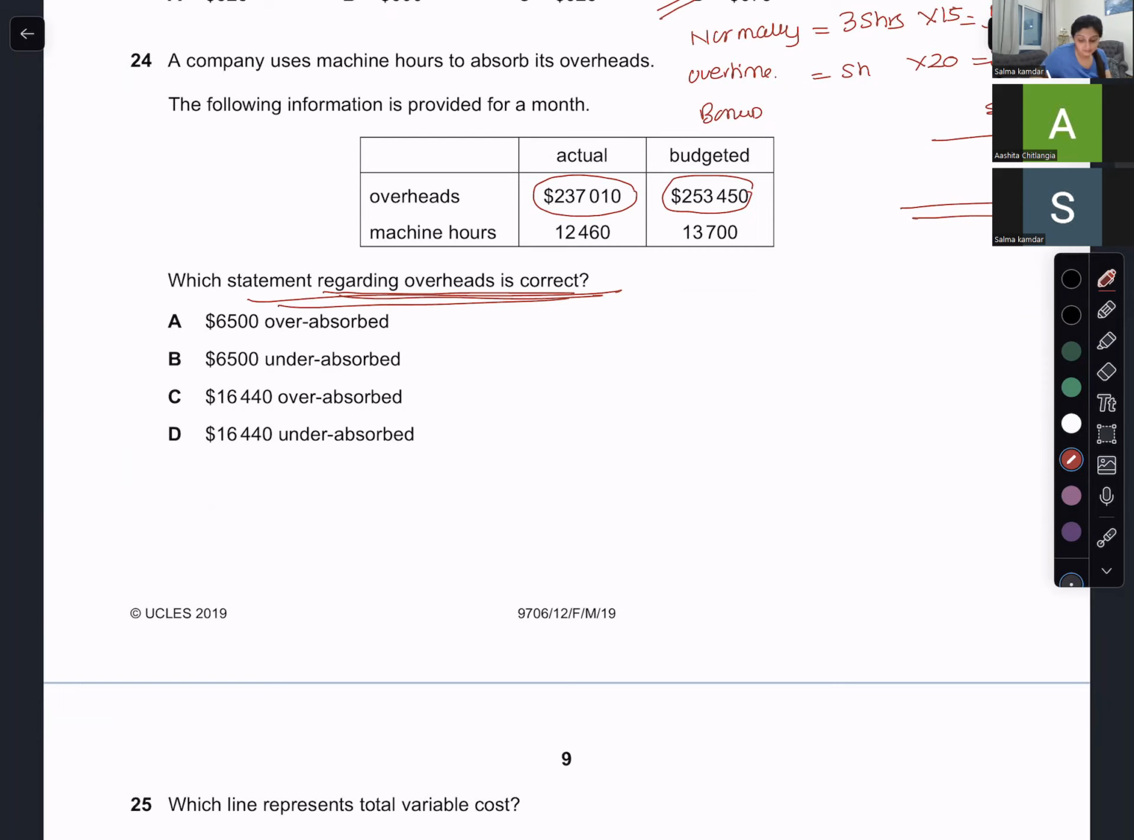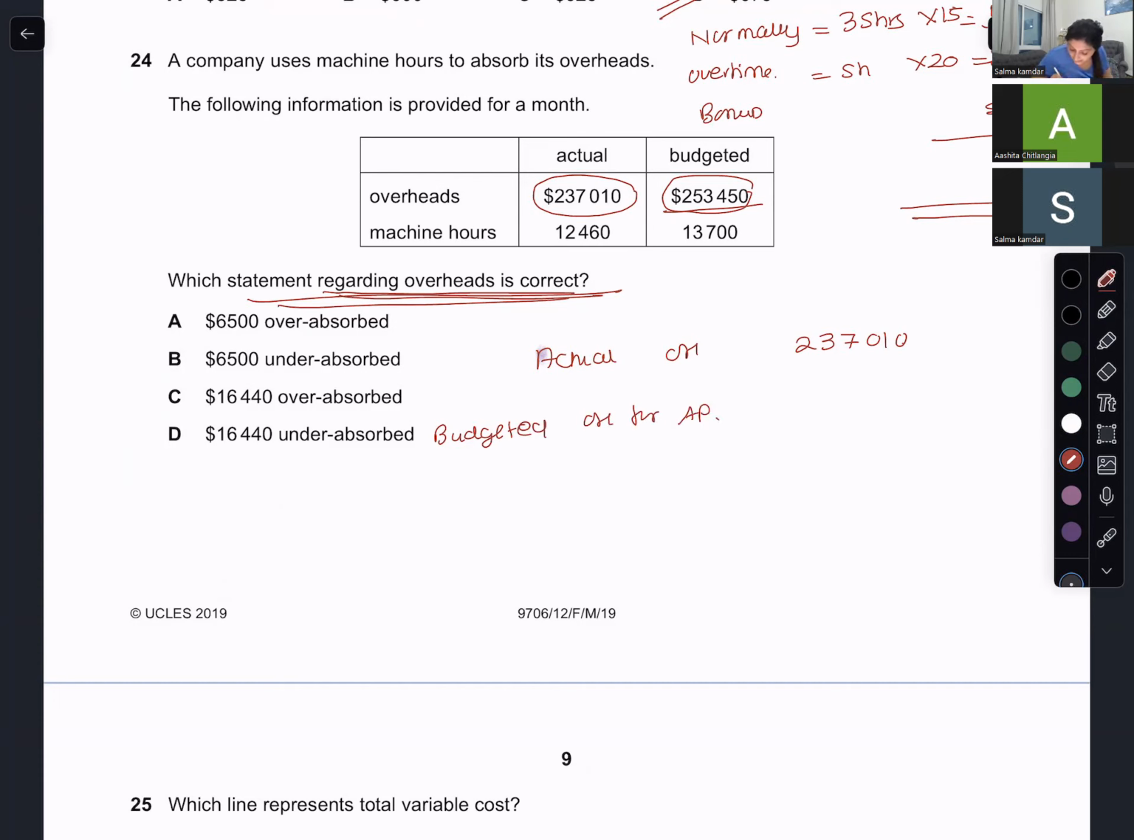253,450 minus 237,010. You will subtract it. Think properly. Will I divide it by the machine hours and then multiply it? Can you give me the actual overheads? Actual overheads is 237,010. Can you give me the budgeted overheads for actual production?